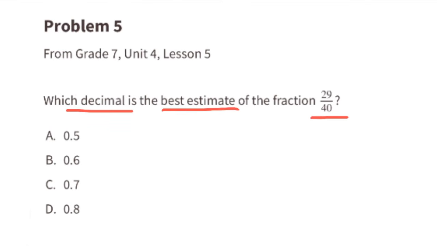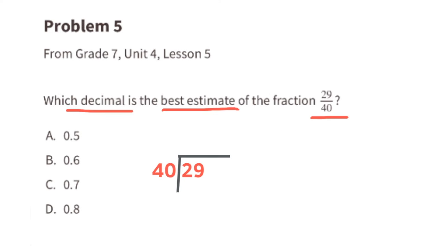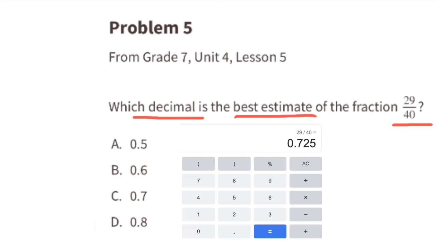Which decimal is the best estimate of the fraction 29/40? That's just a bit less than 30/40, or 3/4, or 75/100. So I would pick C, 7/10, which is 70/100. We can find out for sure by dividing 29 by 40. 29 divided by 40 equals 0.725. So I'll go with C, 7/10.